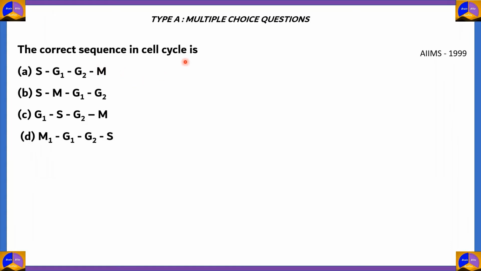The correct sequence in cell cycle is: S, G1, G2, M; S, M, G1, G2; G1, S, G2, M; M, G1, G2, S. So which of these is the right option?